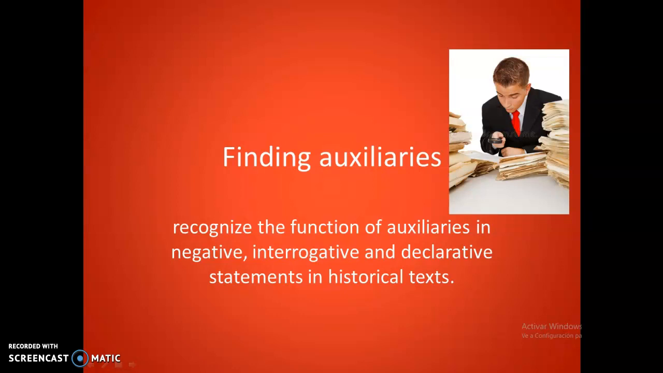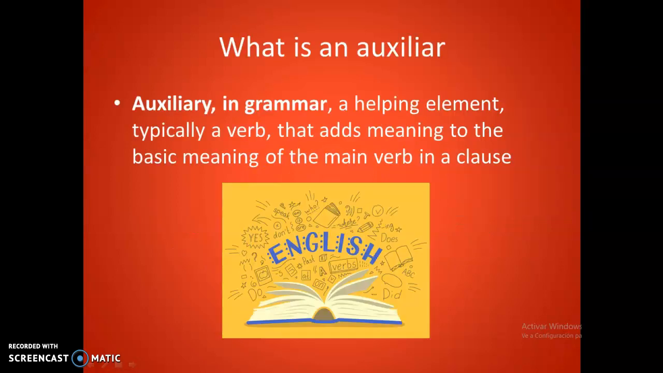Today we're going to check the topic about recognizing the function of auxiliaries in negative, interrogative, and declarative statements in historical text. First, we're going to check what an auxiliary is. An auxiliary in grammar is a helping element, typically a verb, that adds meaning to the basic meaning of the main verb in a clause.